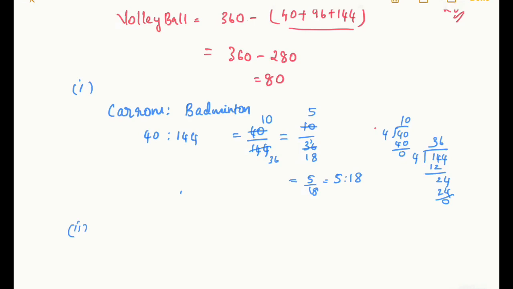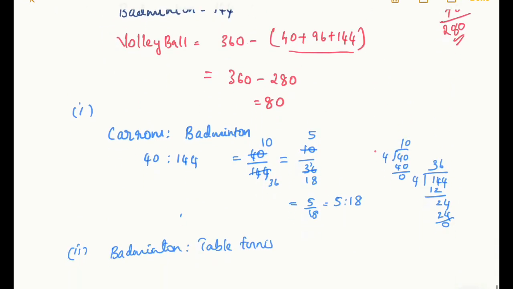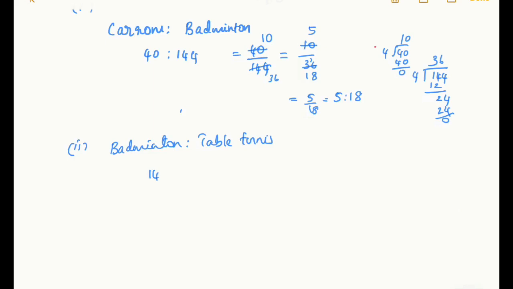So coming to the second question, badminton to table tennis. Badminton to table tennis. So how many members play badminton? 144 is to 96. 144 by 96. We already found 144 divided by 4 is 36, right? Divide by 4, you get 36. 96 divided by 4 will give you 24. So you get 36 by 24.